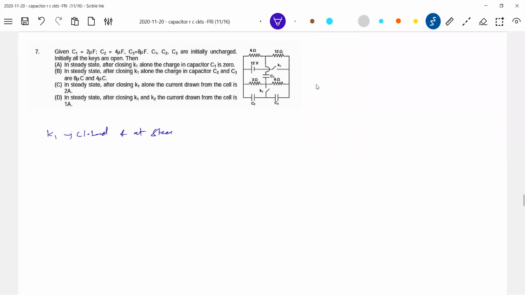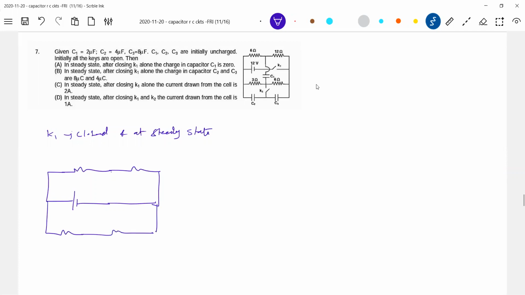and at steady state, let's get into the circuit here. So this is the 12 volt, and there's no connection and the switch is closed. Let's have this, and the other switch will be open. K2 is open. K1 is closed at steady state. K2 is open.